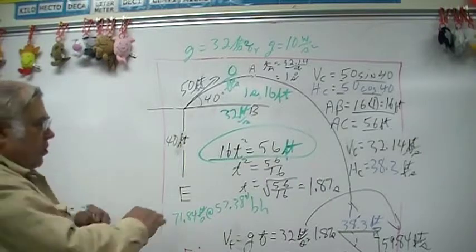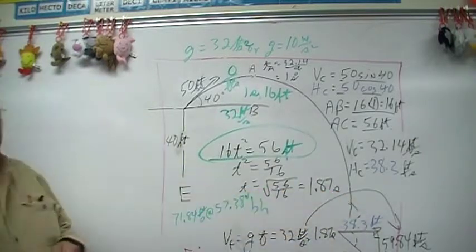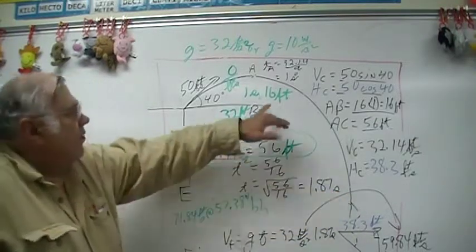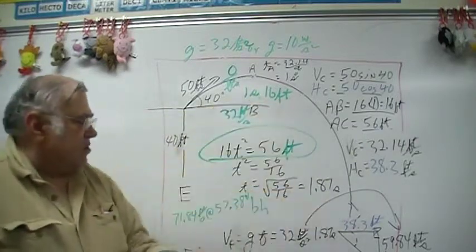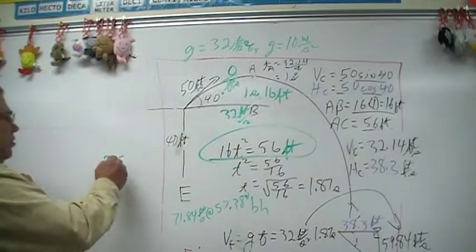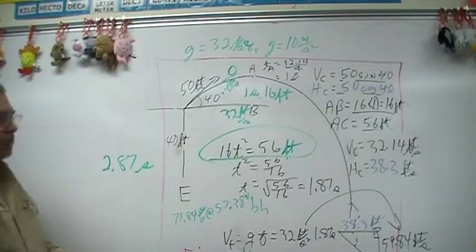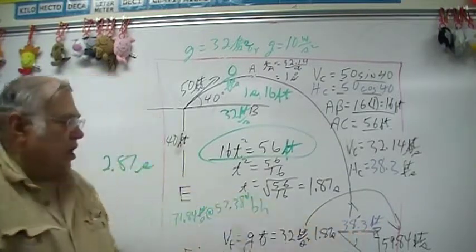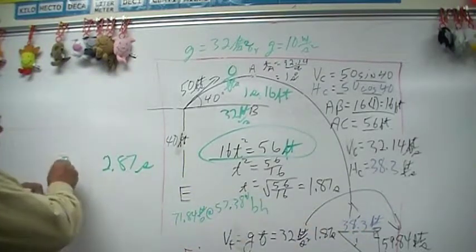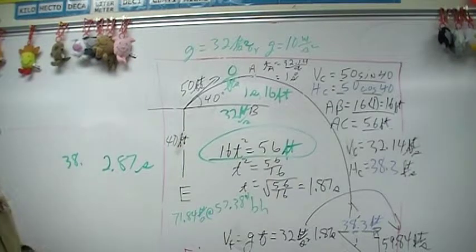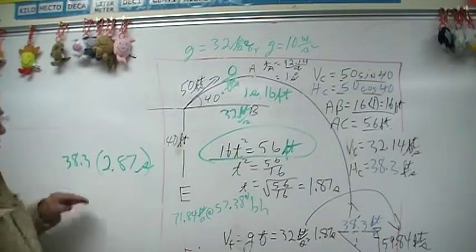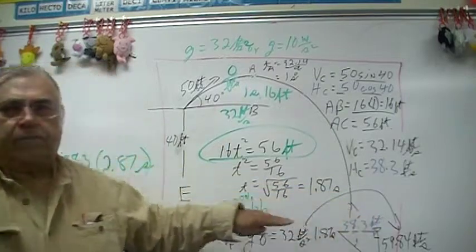And now I need the total distance across here, and to get that, I add these two times, this time and that time. That's 2.87 seconds times the horizontal component, which is 38.3 feet per second. And that'll give you the whole distance across here.